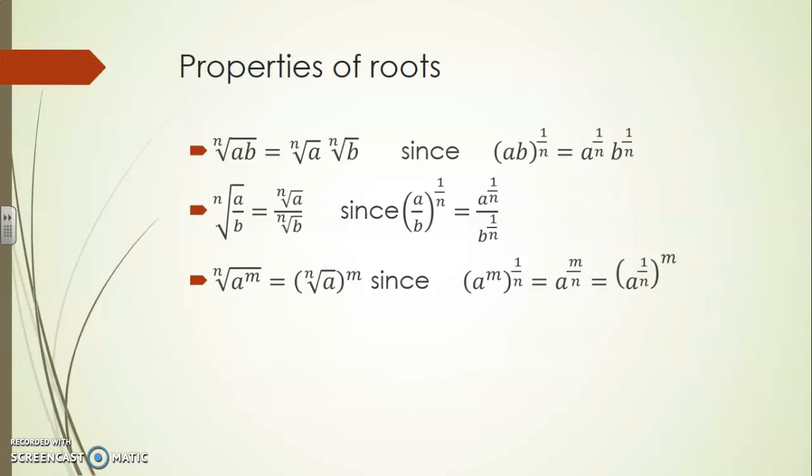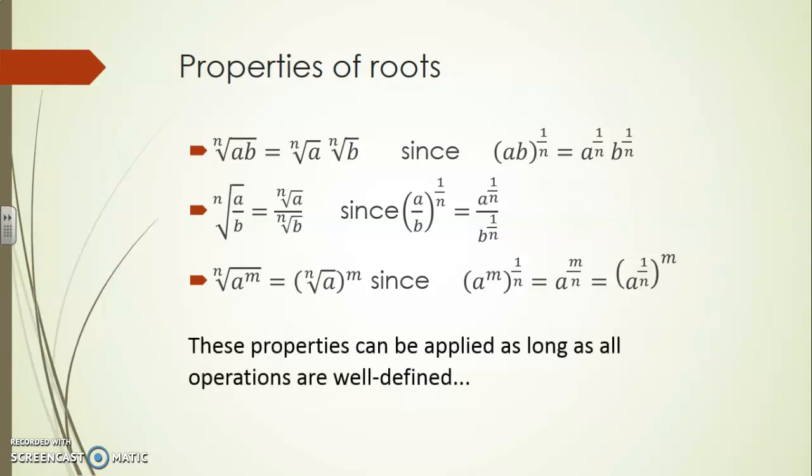If you are rooting a power, then you can interchange the order of the power or the root. This too comes from the property of exponents on consecutive exponents. So having a to the m to the power 1 over n is equivalent to rooting a to the m, and having a to the 1 over n to the m is equivalent to rooting a followed by a power. These properties can be applied as long as all operations along the way are well defined. Okay, so you have to be careful about when to apply them.